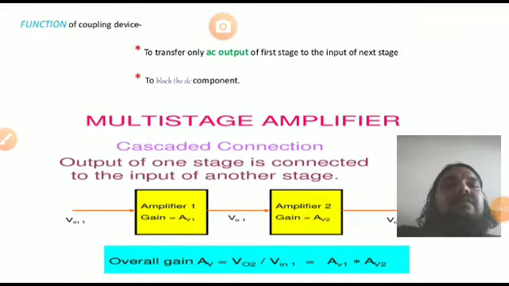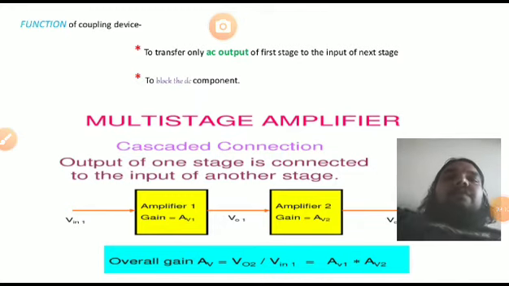Next one is the function of the coupling device. The function of the coupling device is to transfer only the AC output of the first stage to the input of the next stage.